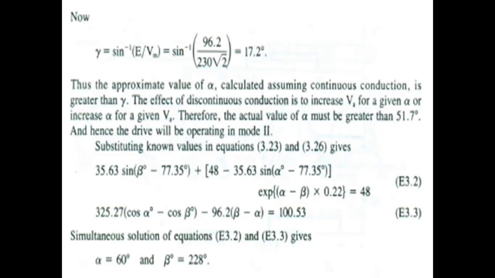Substituting the values in equations 3.23 and 3.26. Already I have shown you equations 3.23 and 3.26 in earlier classes. From these two equations, this is 3.23, this is 3.26, if you refer, you can see. From this we can say that alpha is 60 degrees and beta is 228 degrees.